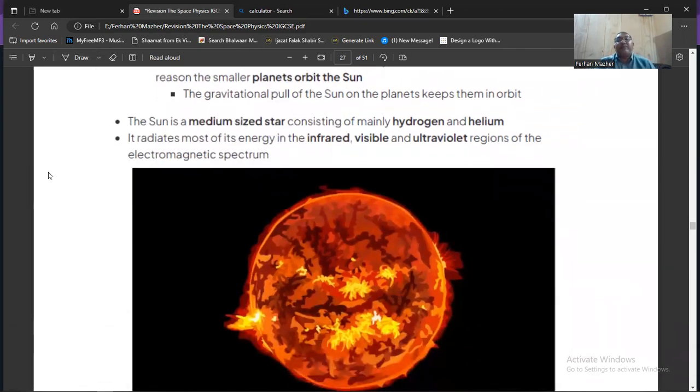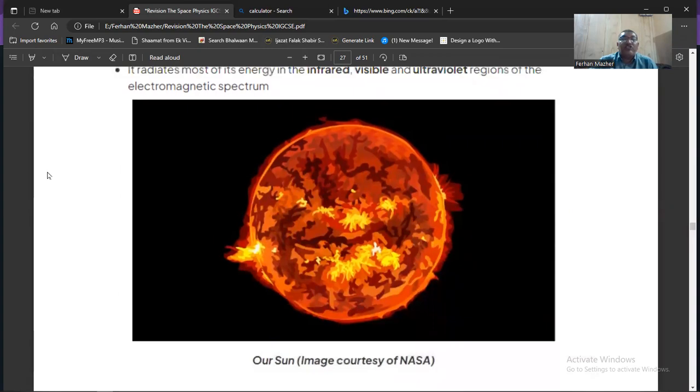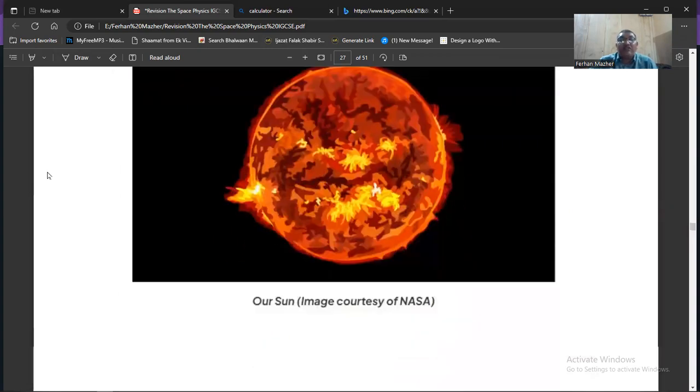The sun is a medium-sized star consisting of mainly hydrogen and helium. It radiates most of its energy in the infrared, visible, and ultraviolet regions of the electromagnetic spectrum. So this is an image of our sun.